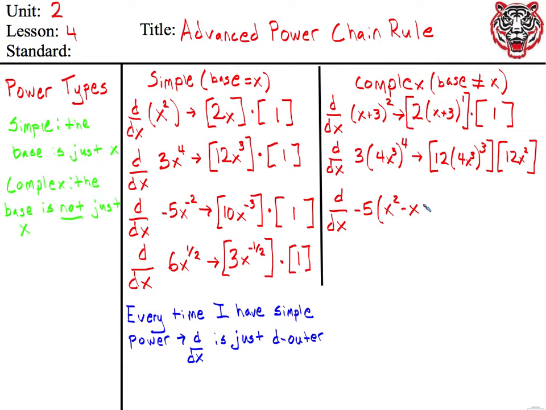X squared minus x, and I'm going to do all of that to the power of negative 2. So all of this is the derivative. I could put giant brackets here to say all of that is the power, or all of this is being differentiated.